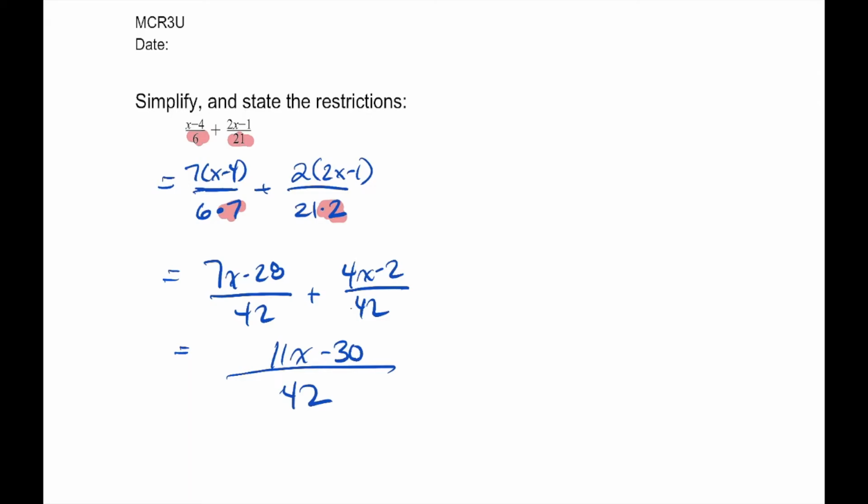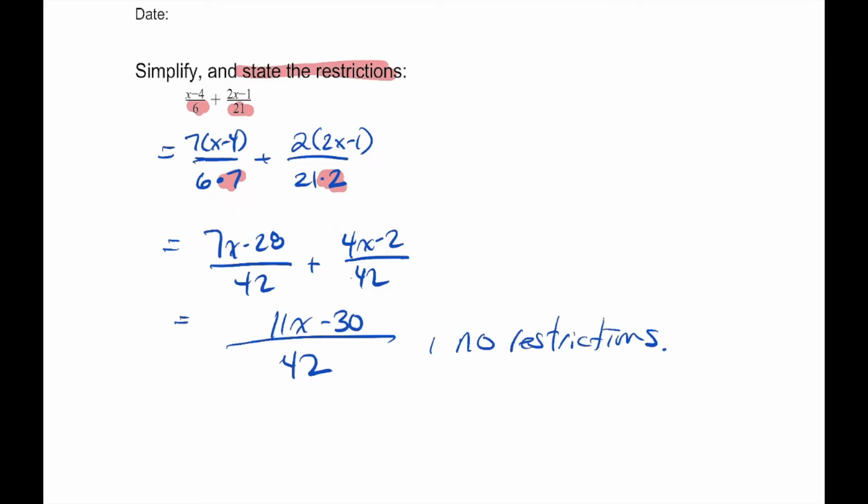Okay? So in this case, do we have any restrictions? We have to make sure we answer the question. State the restrictions. Well, in this case, there are no restrictions because we have no variable in our denominator. All right? So that's an example where we're adding two rational expressions, where the denominators of both are just integers, but we have a polynomial up top.